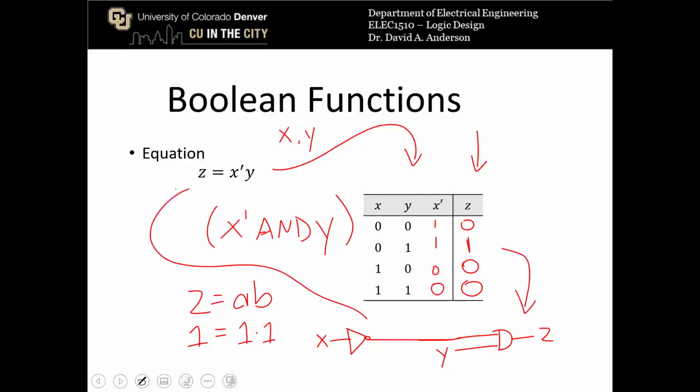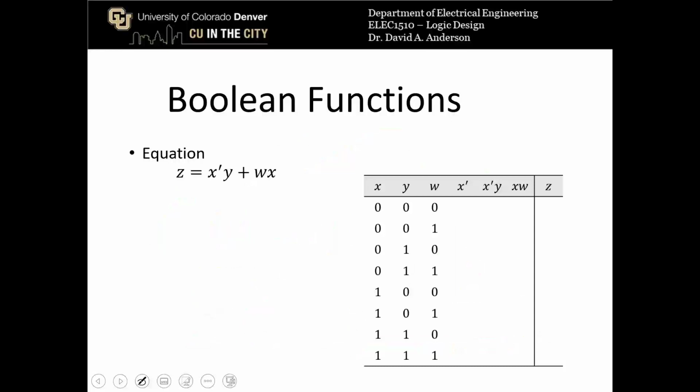So again, all of these are equivalent. So let's look at a more complicated equation now. Z equals x prime y or wx. Now eventually we're just going to quit using the "or" and "and" words. So I'm just going to call this z equals x prime y plus wx, with the implication that the plus means or, and whenever we have two variables written next to each other, that means and.